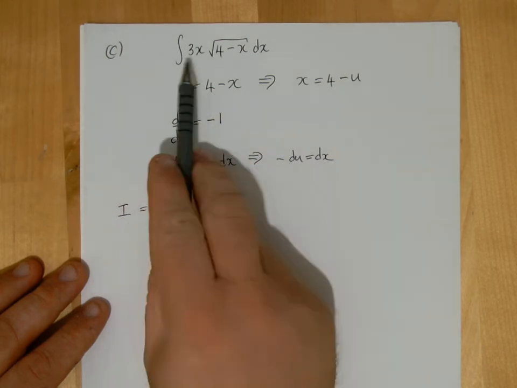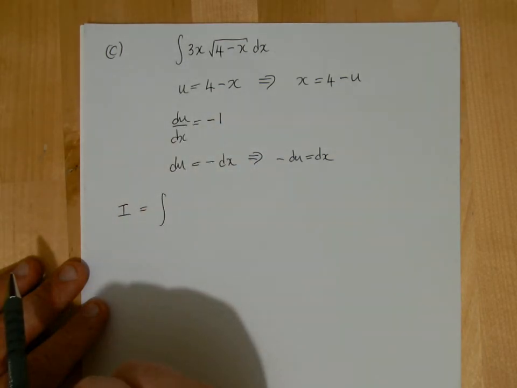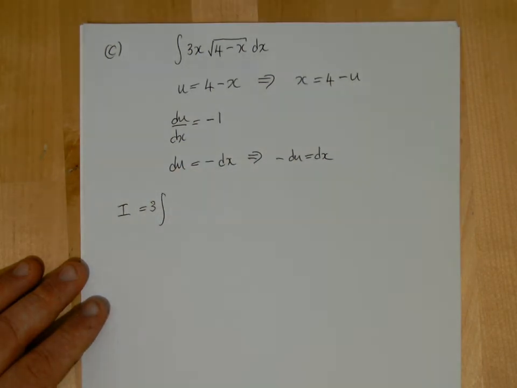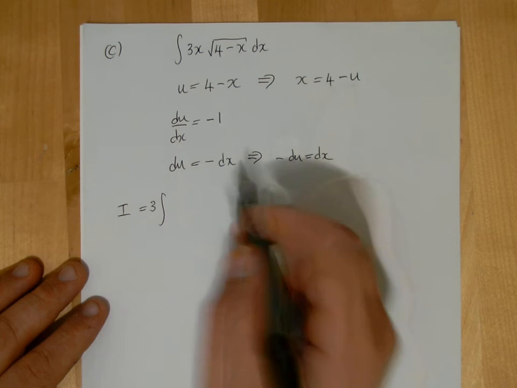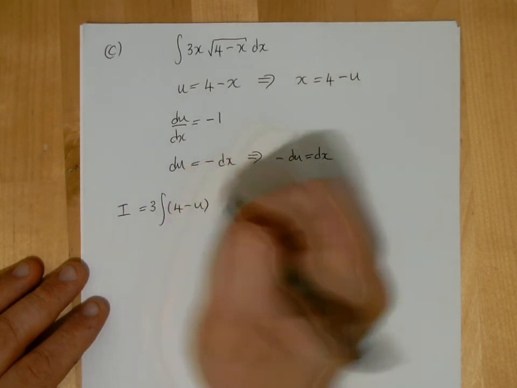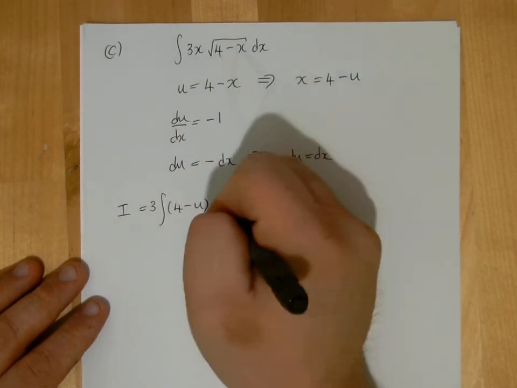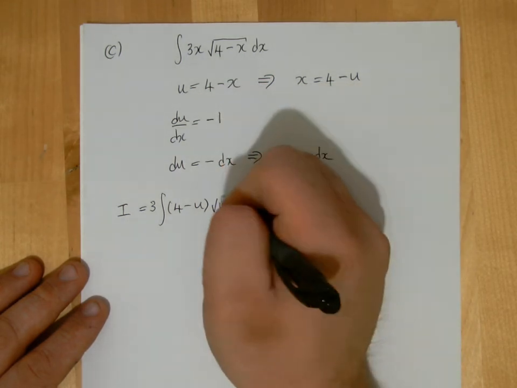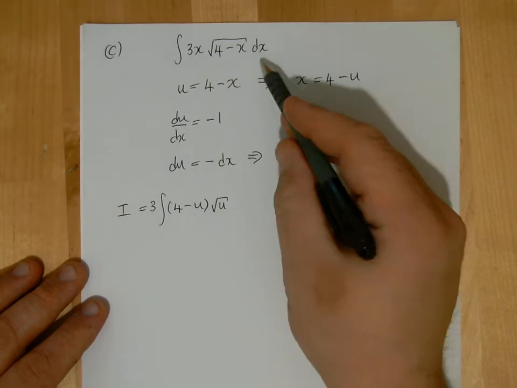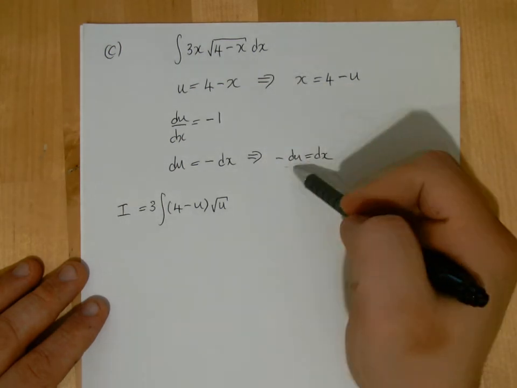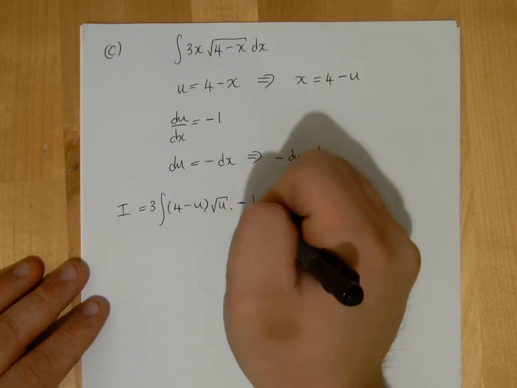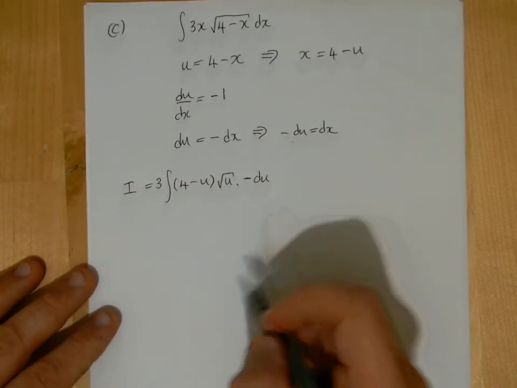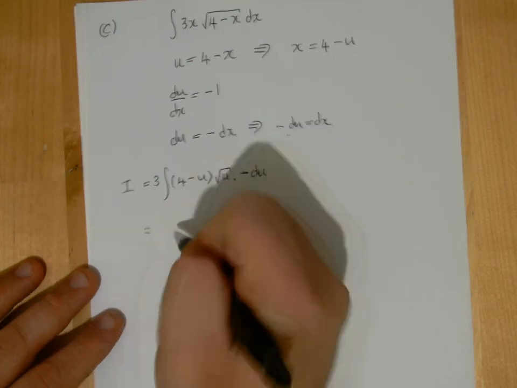I've got a 3 there as a constant to start with. What I would do is put that outside of the integral, because it's a constant. My x then is 4 minus u, so perhaps we'll put that in a bracket. And then we've got the square root of 4 minus x, but remember we've called that letter u. And then dx becomes minus du. All right, so let's see if we can make this look a little bit easier to integrate.